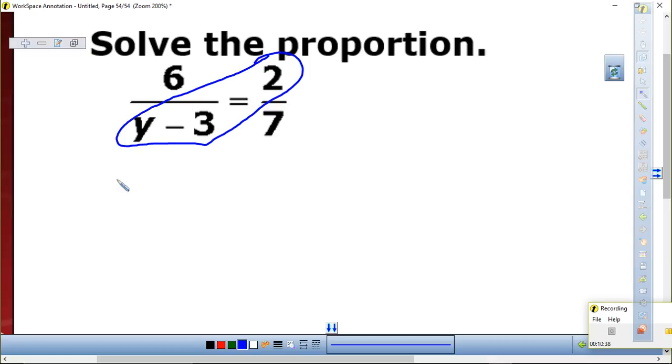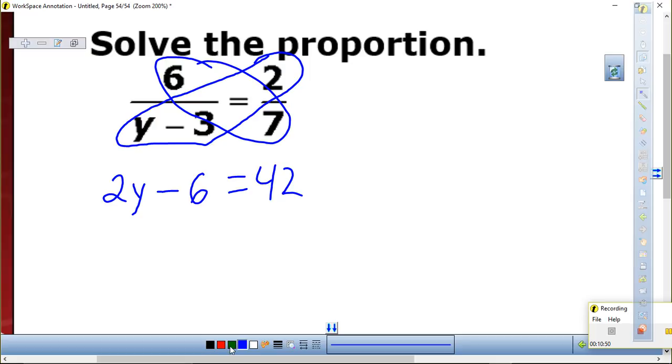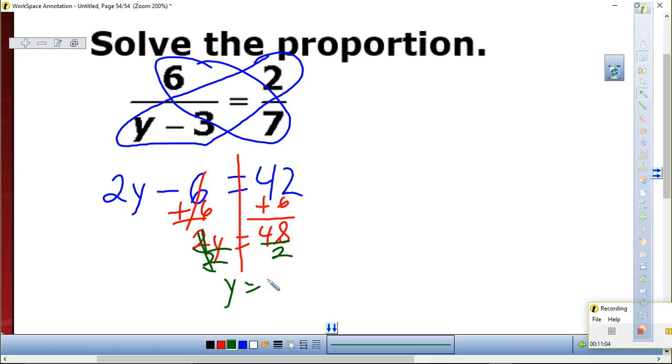Therefore, what do I write here, everyone? 2y minus 6, because we do multiply the second term. And this is equal to 42. You know what to do from there, yes? So from here we add 6 to get 2y equals 48. Divide by 2. Y equals 24. We get this, yeah?